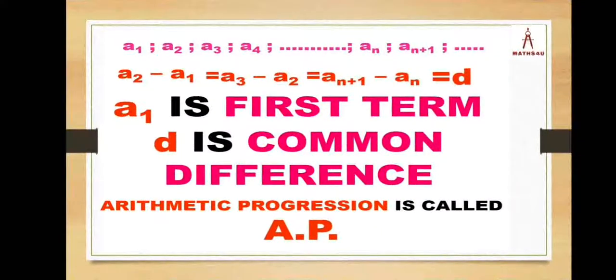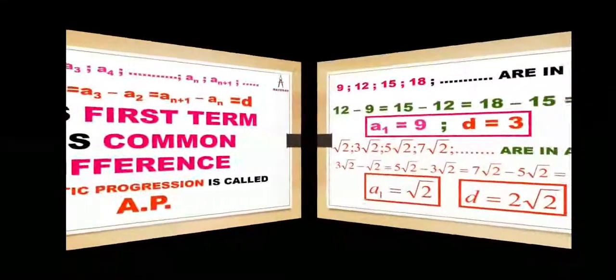Okay, so what are the things we discussed in the last class? A1, A2, A3, A4, A5 and so on are in arithmetic progression if A2 minus A1 equals A3 minus A2, meaning the difference between consecutive terms is the same. A1 is called the first term and D is called the common difference. We can also say AP for arithmetic progression.